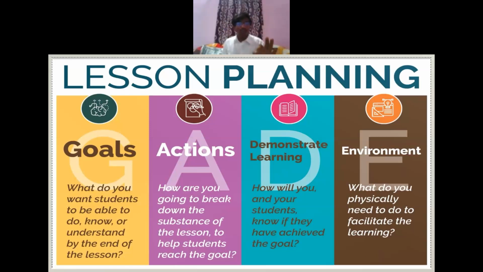What do you want the students to be able to do, know or understand by the end of the lesson? What my students should understand by ending my lesson. When I end my lesson, students should understand this. How are you going to break down the substance of the lesson to help students reach the goal?